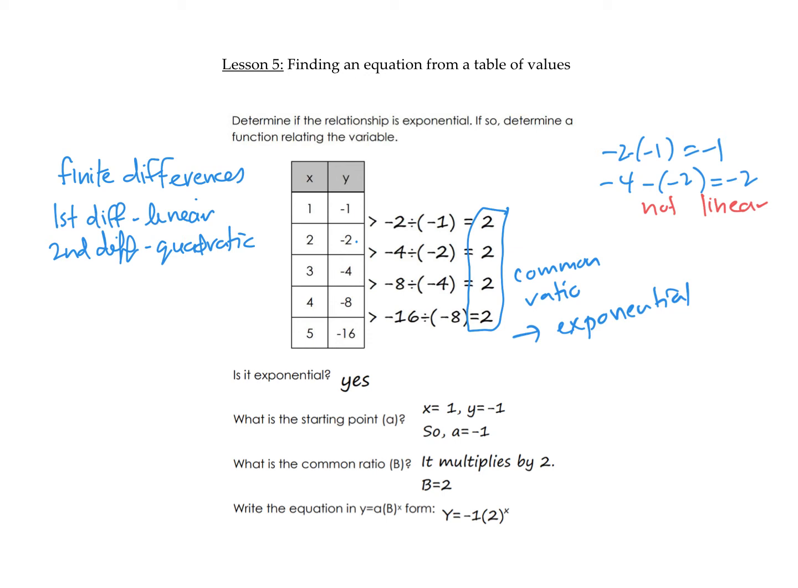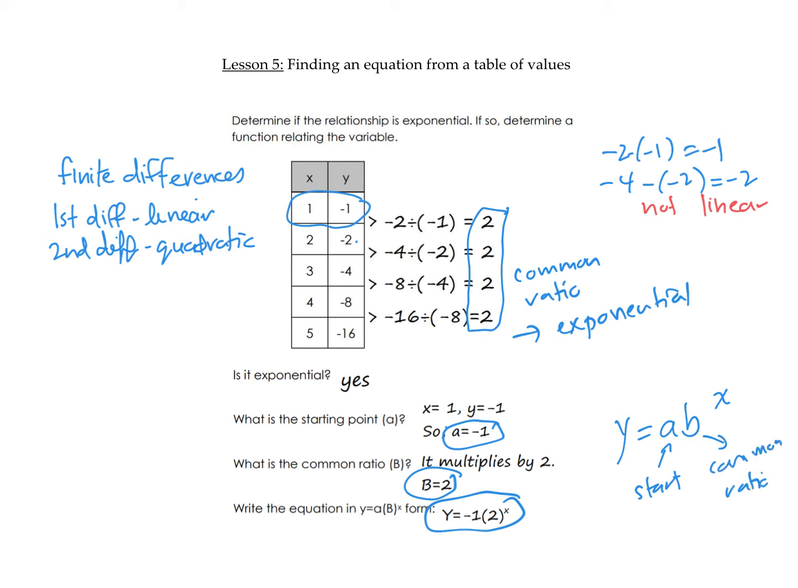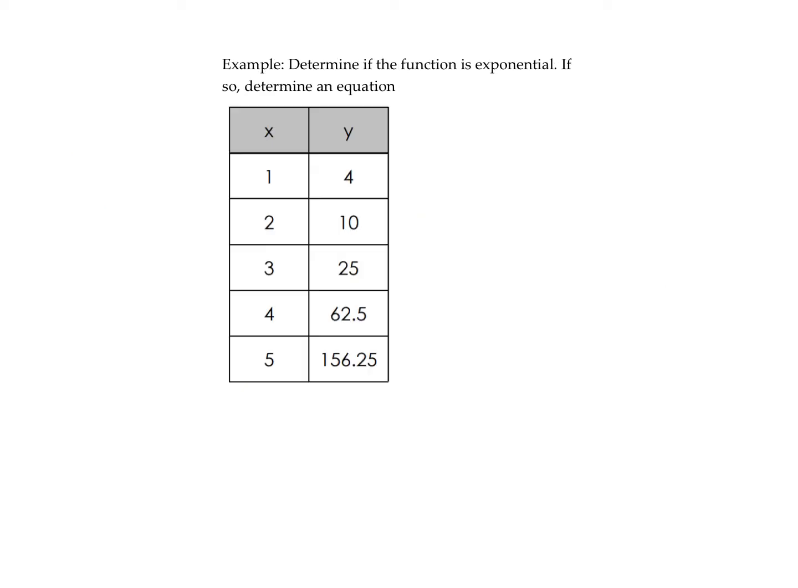What is the starting point? So here's the starting point. When x is 1, y is -1. So that's my a value. The common ratio we determined to be 2. And so now we have an equation. Y equals, remember our exponentials are always a b to the power x, where a is the starting amount and b is the common ratio. So I know the starting value is -1. I know the common ratio is 2. I can find an equation.